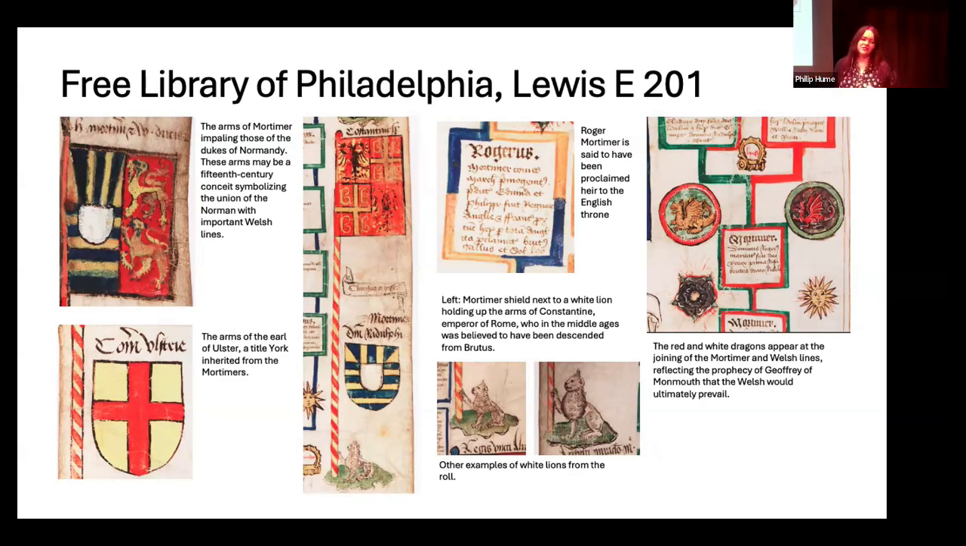So there's a lot of imagery in this roll that specifically refers to the Mortimers and Edward's Mortimer descent, and not just the fact that the Mortimers were also descended from Lionel, Duke of Clarence.